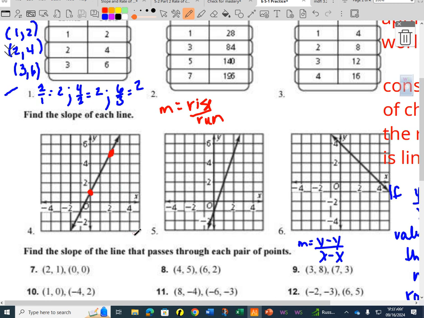to here. If they give us a line on the graph, technically we could write the ordered pairs. I'll go back in a second so you know what I mean.